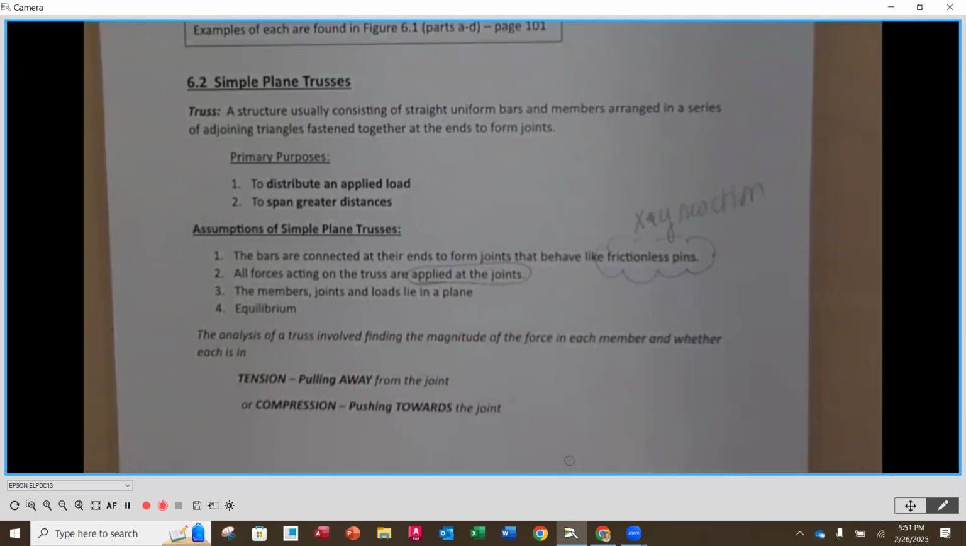And because it's a truss and it supports loads, we don't want it moving around. That means we're in equilibrium. We're in static equilibrium, so the sums of our forces and moments are all going to equal 0, just like they did in chapter 5.